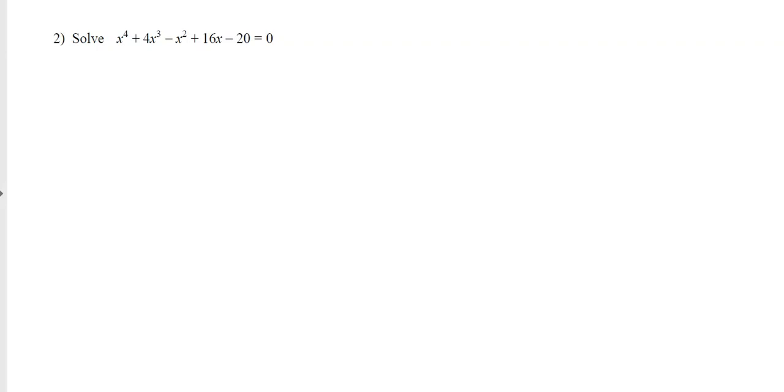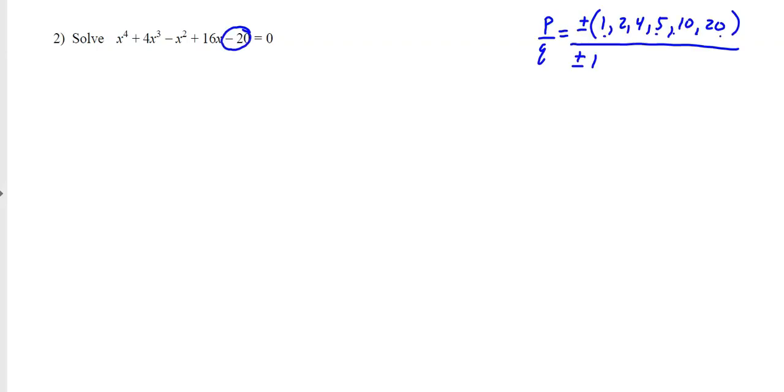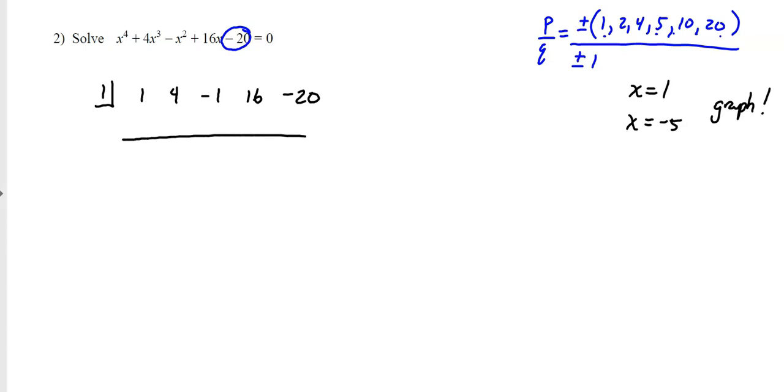So let me come back to my screen. So we know x equals 1, x equals negative 5. So this was given to me from the graph. And so let's go ahead and synthetic divide these. So I'm going to do the 1 first. 1, 4, negative 1, 16. Remember to be careful. You don't have to put zeros in for a place value. I think we're good. So bring it down as 1.